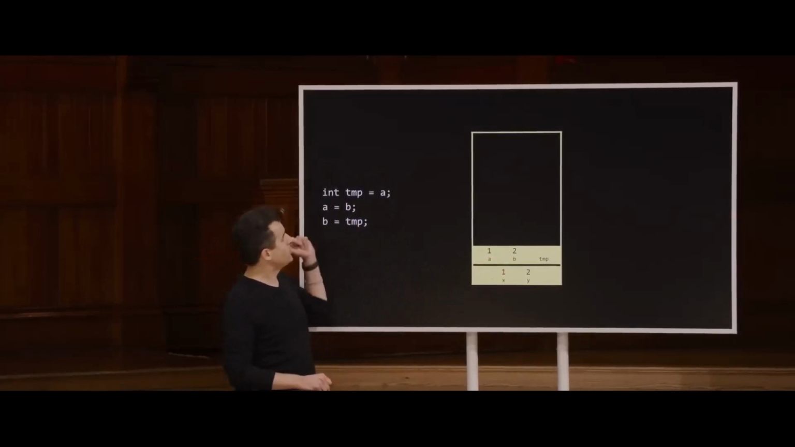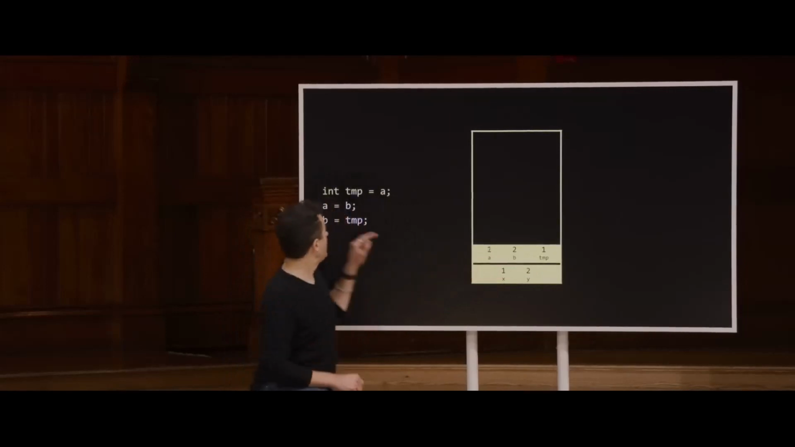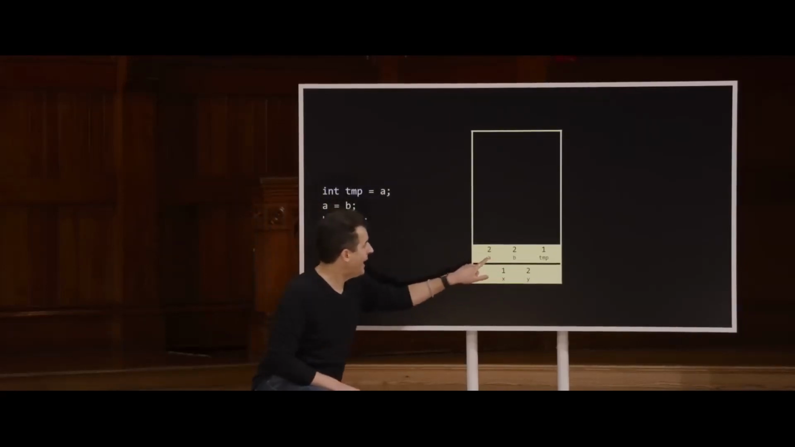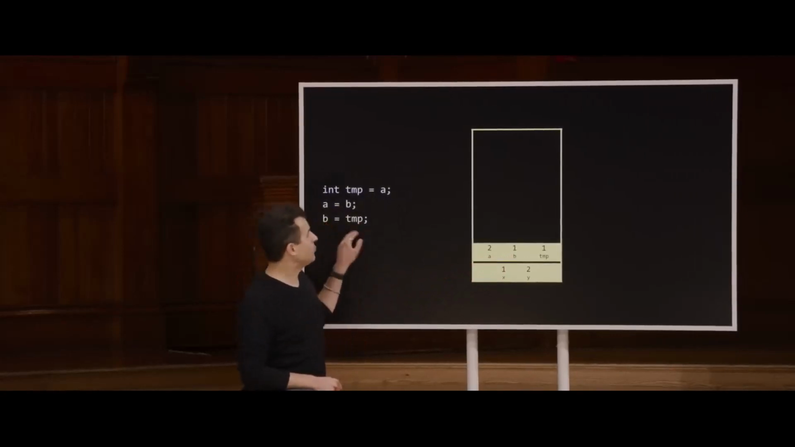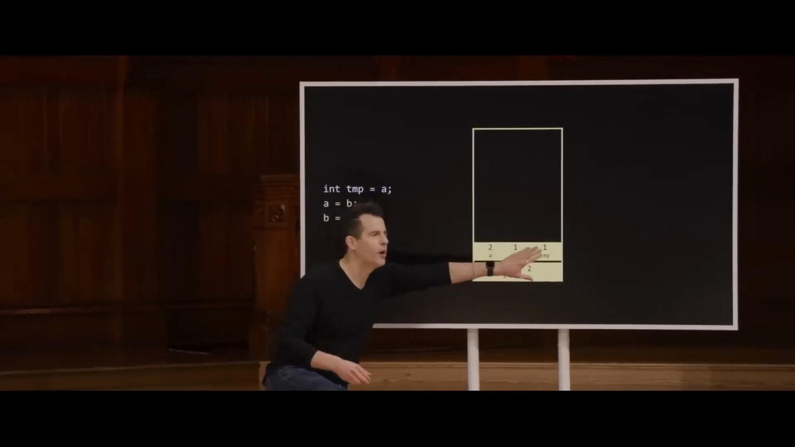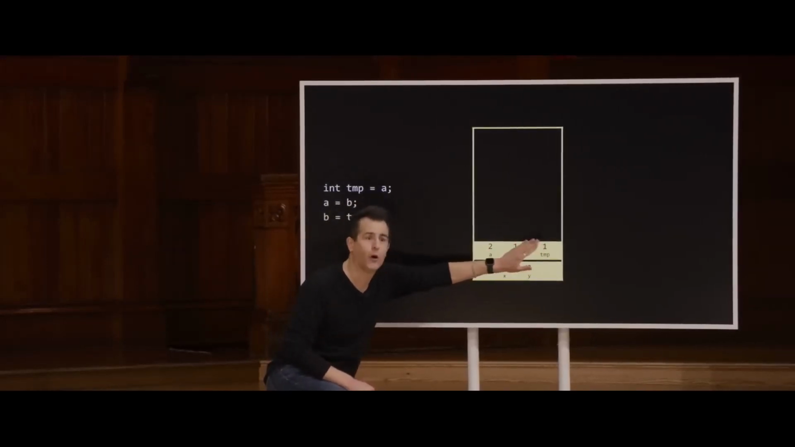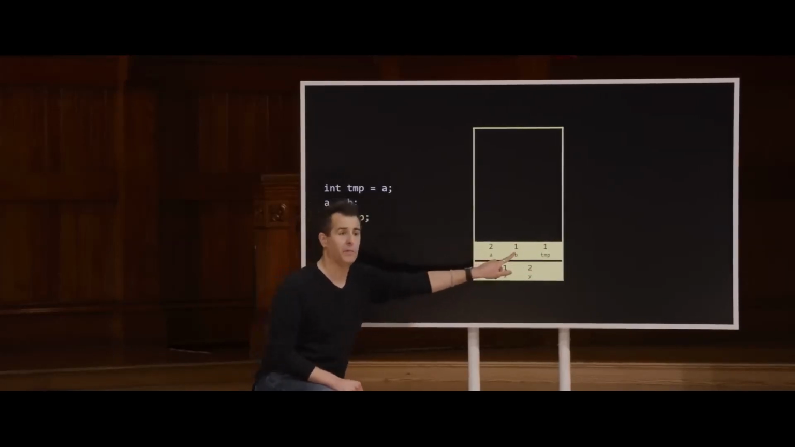So if I execute the first line of code, temp equals a, temp gets a copy of a. What happens next? A equals b. So a takes on a copy of b. And now we do the final swap in the glasses. B equals temp. B gets a copy of temp. Now, we don't have to change temp because it's essentially empty, although there's the garbage value 1 that is always going to be there until we reuse that memory. The important thing, though, is that a and b have been swapped.